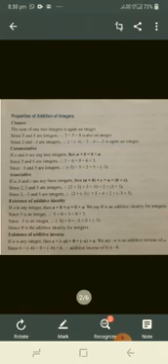Next one, additive inverse. If we add any number, for example, if we take 2, if we add minus 2 to that number, you will get 0. Then minus 2 is called additive inverse of 2. So, minus a is additive inverse of a. Additive inverse you can use in subtraction of integers.